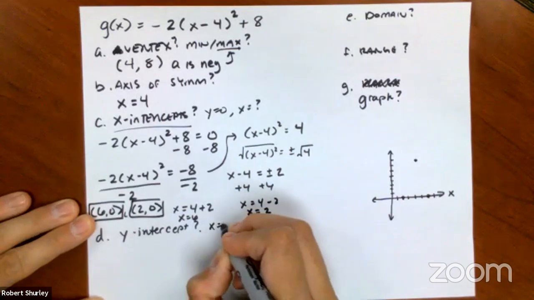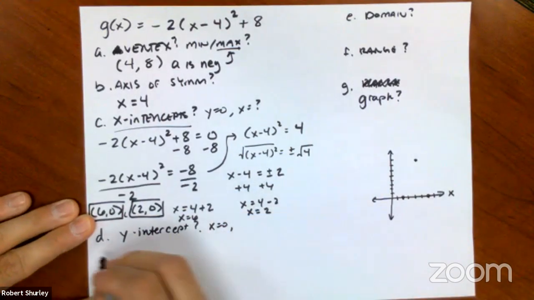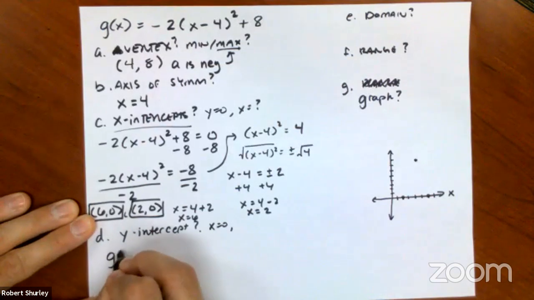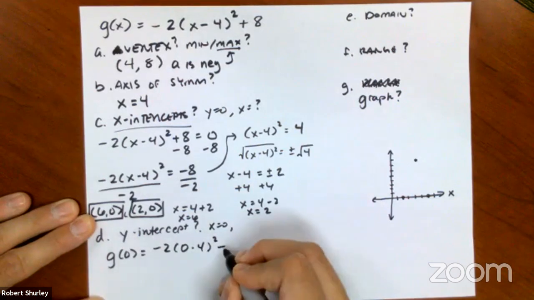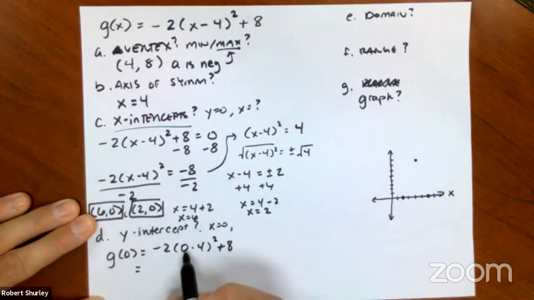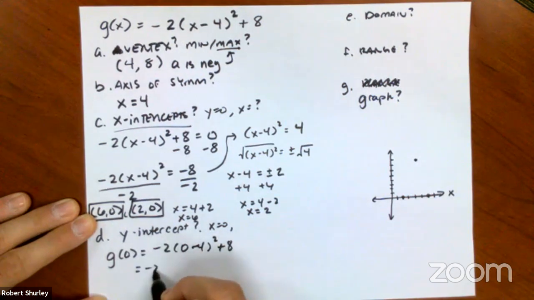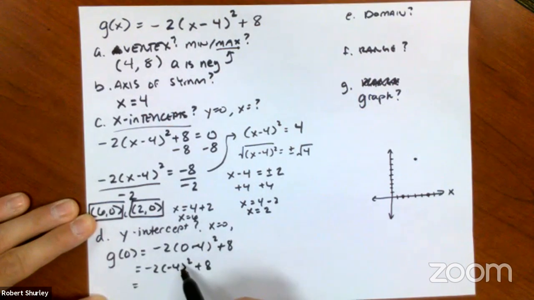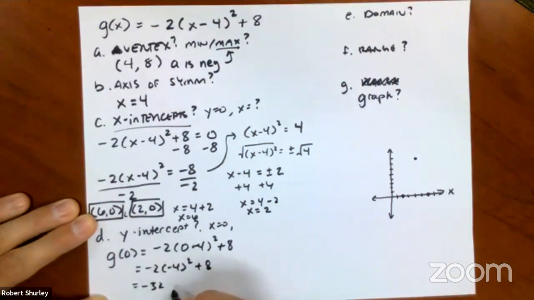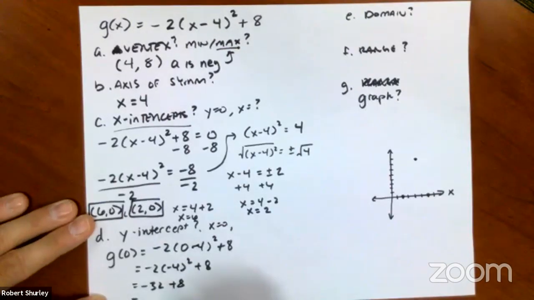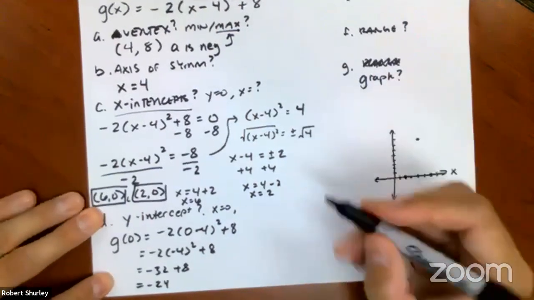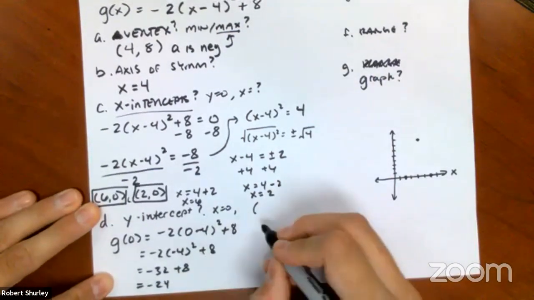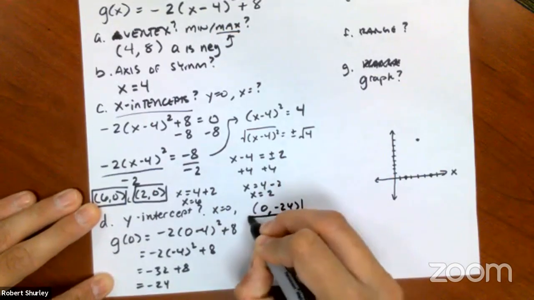For the y-intercept, you've got to plug in x equals 0. If we go back to our original equation, you just plug in x equals 0. This would be 0 minus 4, so that would be -2 times -4 squared plus 8. -4 squared is a positive 16 times a -2. That's -32 plus 8. So this winds up being -24. Ooh, I'm not going to graph that. But our y-intercept would be (0, -24).